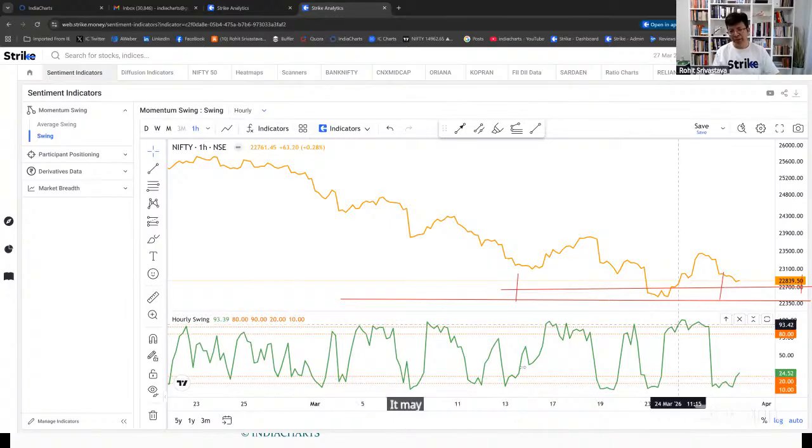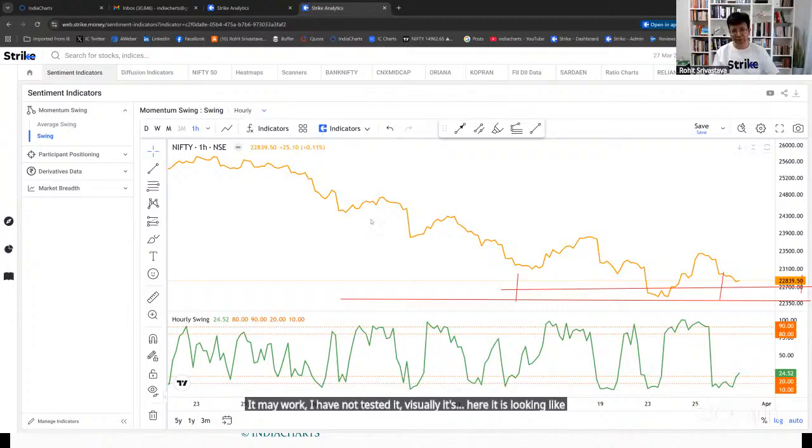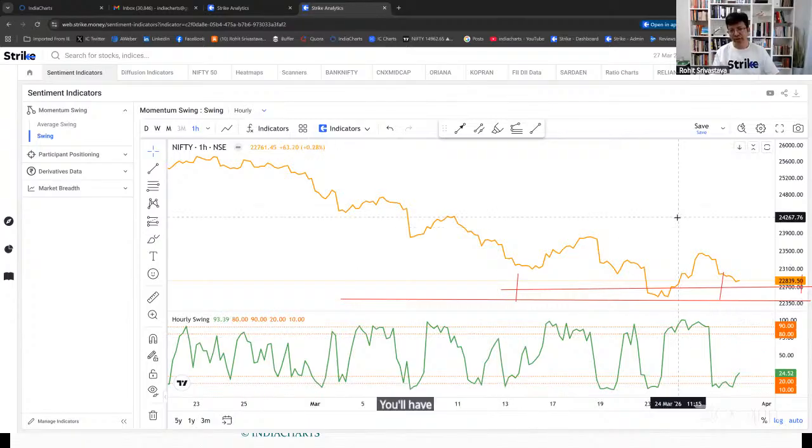It may work. I have not tested it. Visually, it's here. It is looking like it is working. I don't know what the nuances are. You'll have to try it and see, it may be workable.